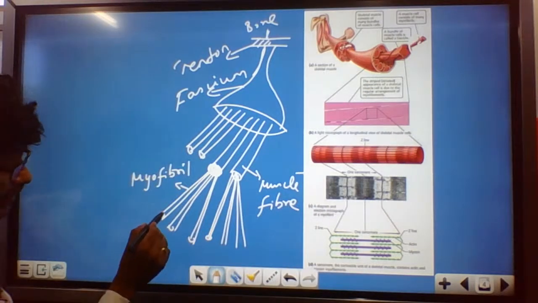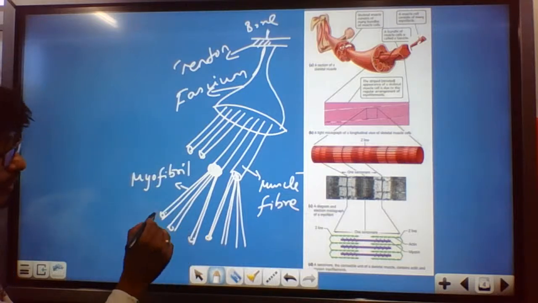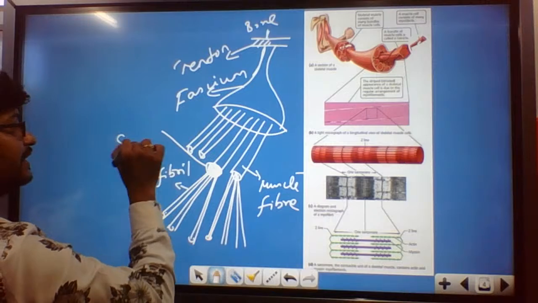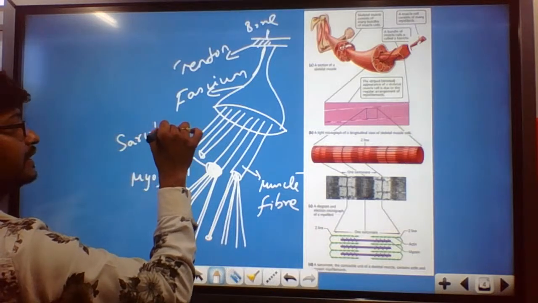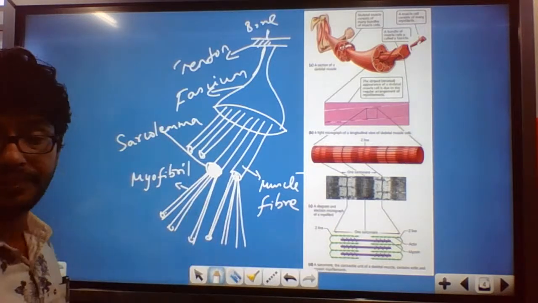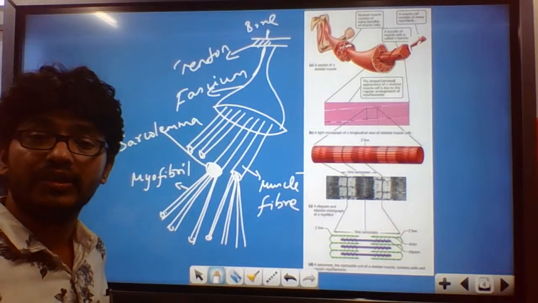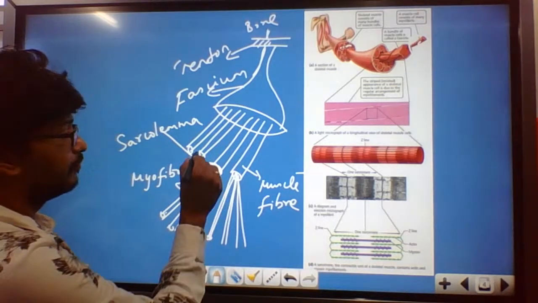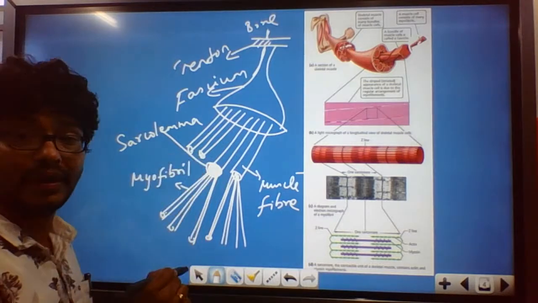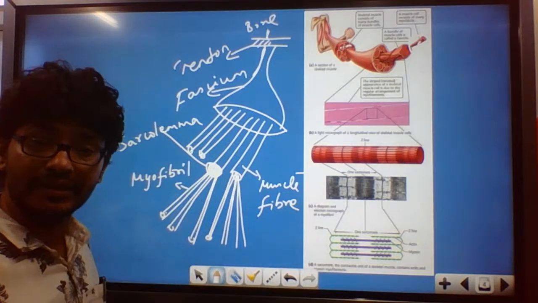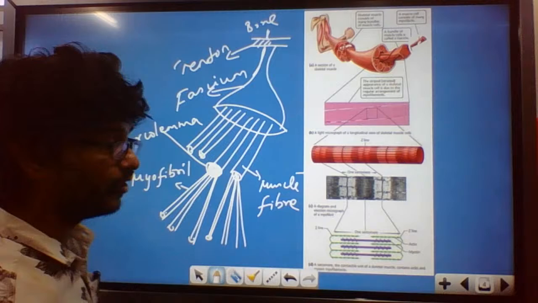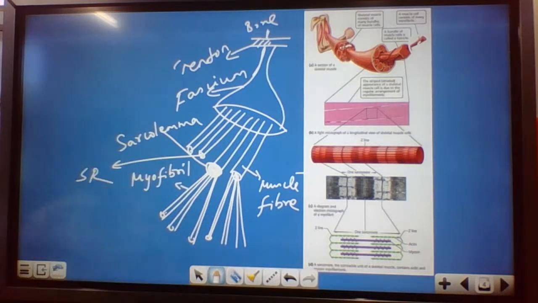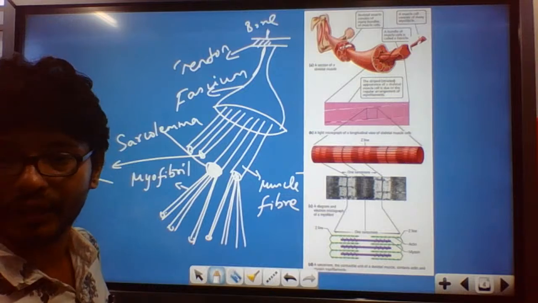Now go deeper inside the myofibril. If you take the myofibril, the outermost structure is called the sarcolemma. The fluid present inside is called the sarcoplasm. The sarcoplasm consists of the sarcoplasmic reticulum. Inside the fluid, we have something called SR. SR stands for sarcoplasmic reticulum.